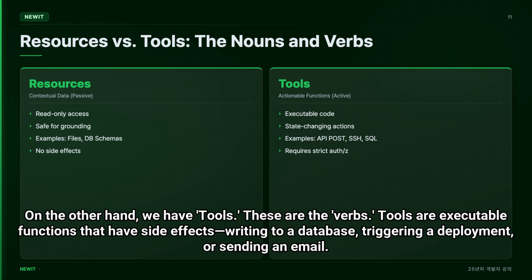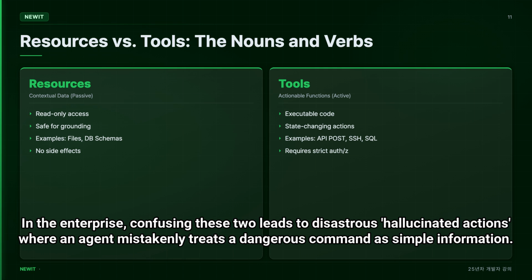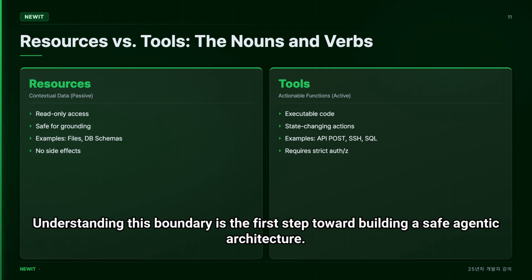On the other hand, we have tools. These are the verbs. Tools are executable functions that have side effects: writing to a database, triggering a deployment, or sending an email. From an architectural standpoint, the distinction is critical. Resources are idempotent and safe to pull, while tools require explicit permissions and can change the state of the world. In the enterprise, confusing these two leads to disastrous hallucinated actions, where an agent mistakenly treats a dangerous command as simple information. Understanding this boundary is the first step toward building a safe agentic architecture.